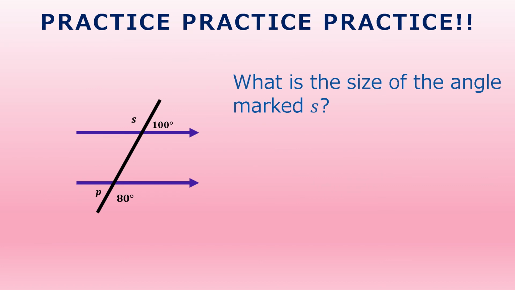Practice makes permanent. Don't forget it. What is the size of the angle marked S? S is considered to be an exterior alternate angle. So if the other exterior angle is 80 degrees, S will also be 80 degrees because it's alternate.